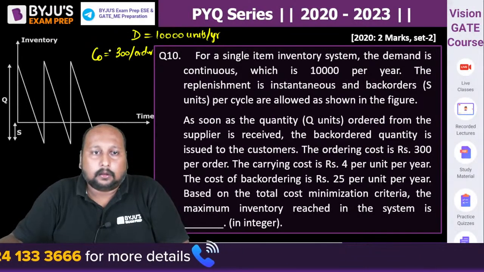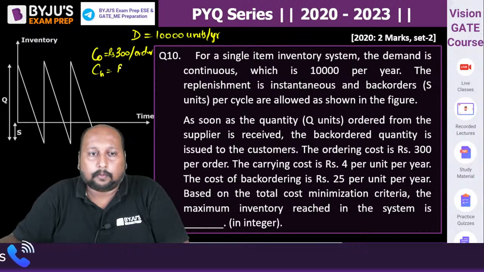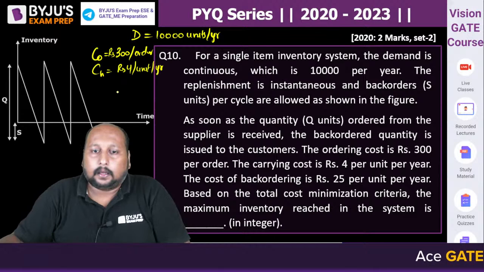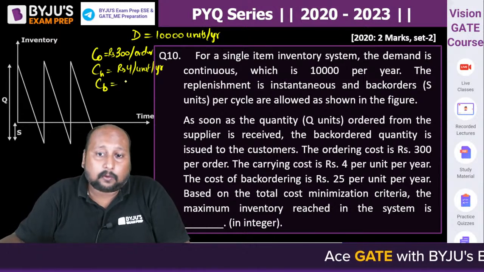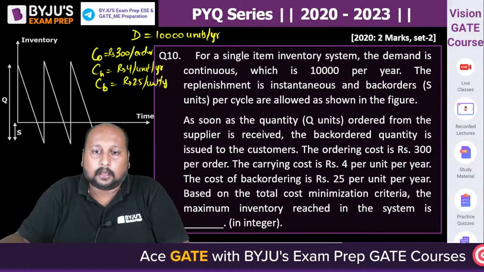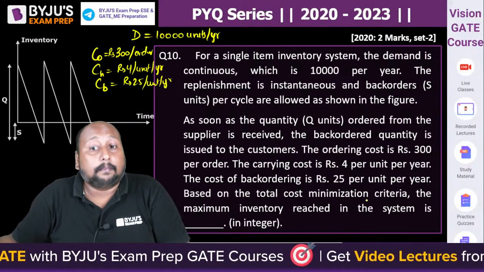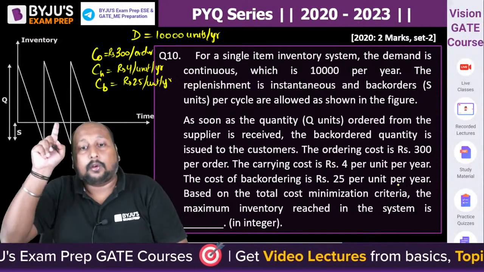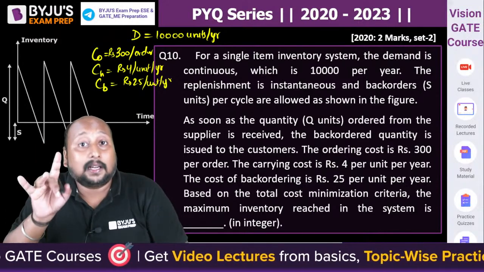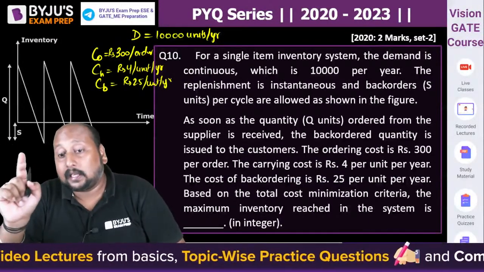The ordering cost is rupees 300 per order. The carrying cost is rupees 4 per unit per year. The back order cost CB is rupees 25 per unit per year. Now they are saying that based on the total cost minimization criteria, which is nothing but economic order quantity, what is the maximum inventory reached in the system?